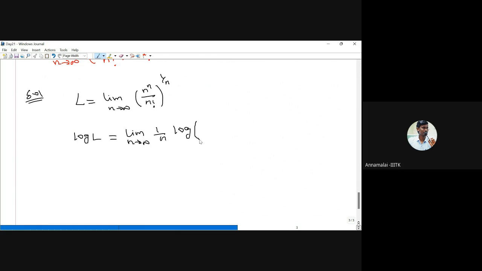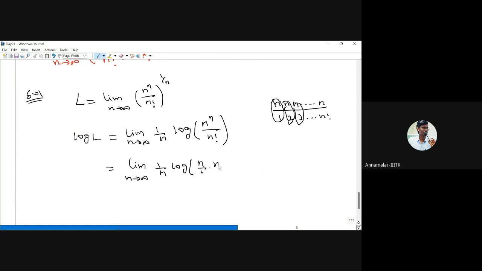So, log of n^n / n!. So n^n is what? We have the product of n, n times, divided by n factorial, which is nothing but 1 into 2 into 3 and so on up to n. Therefore, we have the form n/1, then n/2, n/3, and so on. Therefore, this is equal to limit as n goes to infinity of (1/n) log of the product n/1 into n/2, etc., up to n/n. This is not n factorial, this is n/n.